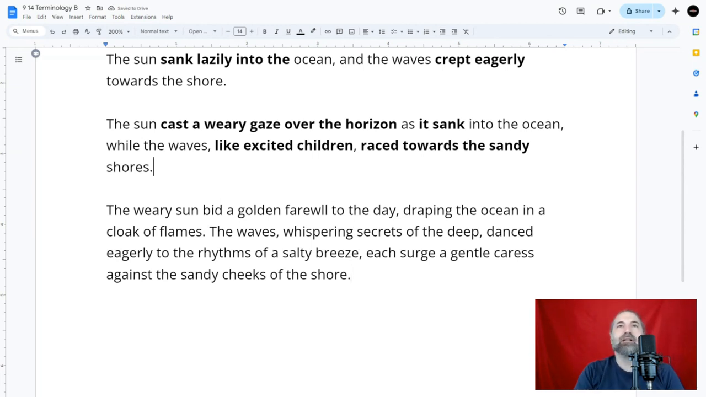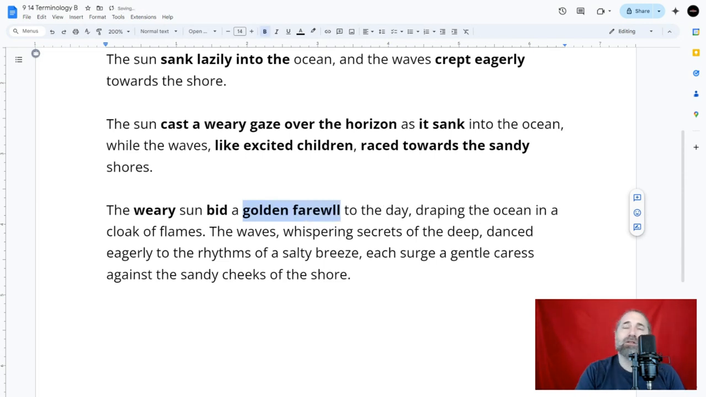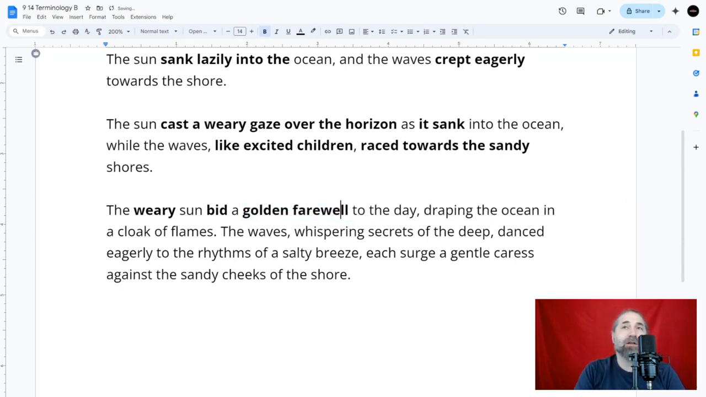So where are we? The weary sun. The sun is weary. But the sun bid. Bid is an action. It's doing something, right? But we'll add some golden farewells, so not only are we doing some sensory there, but it's also farewell to the day. So it's actively choosing to do something. I think I spelled draping wrong.